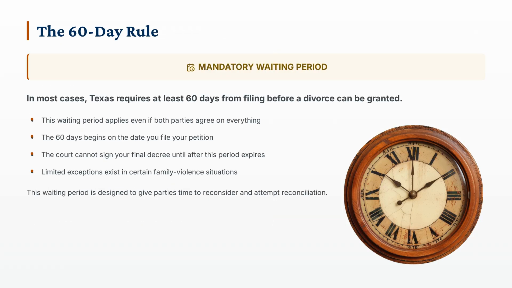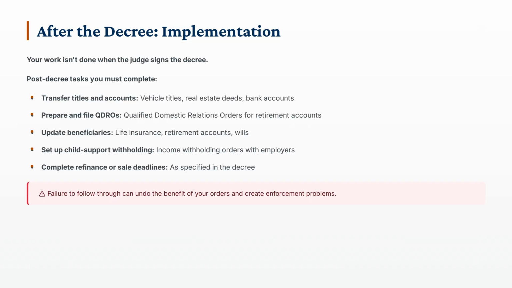Texas has a 60-day rule after filing before a divorce can be granted. I guess a cooling off period to make sure that you didn't just rush into it. After the final decree is implemented, you have to prepare a retirement statement, which is called a QDRO. Update your beneficiaries on life insurance, transfer titles, set up child support withholding, things of that nature. Just tying up the loose ends once the final decree is implemented, making sure that you follow it, transfer the property, things of that nature.